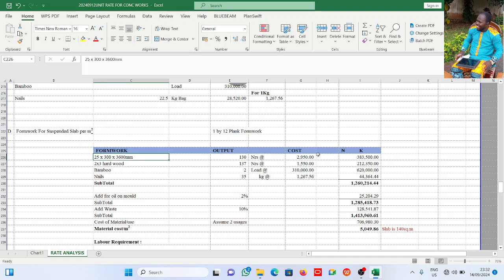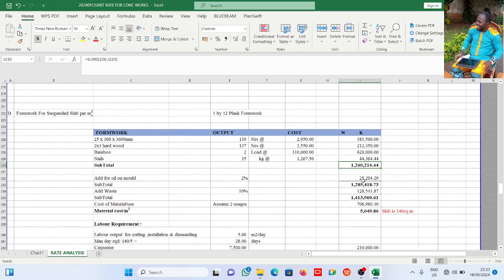This is the bamboo now, the plank, 130 numbers times 2950. I have this. Then the hardwood for crossing support, I have 7 numbers at 1550, which is this. Bamboo, we said 2 loads, that gives us this. Then nails, 35 kg at 1267.56 per kg, that gives us this. So if I sum everything together, this is what I'm going to have.